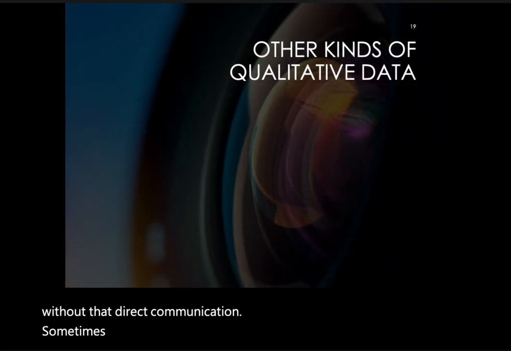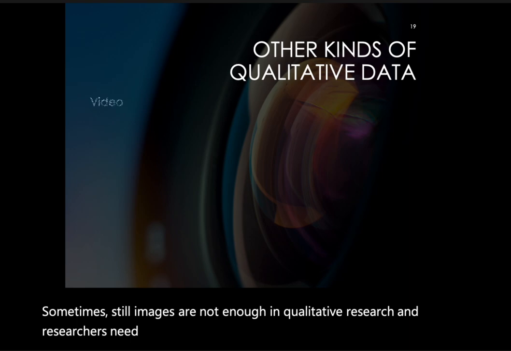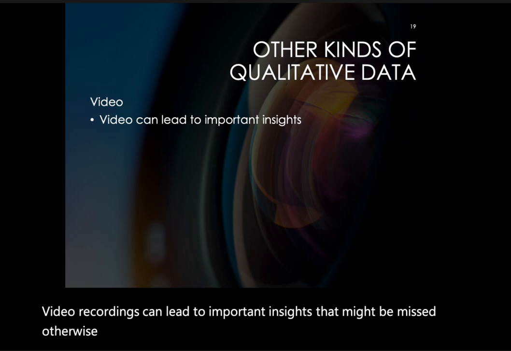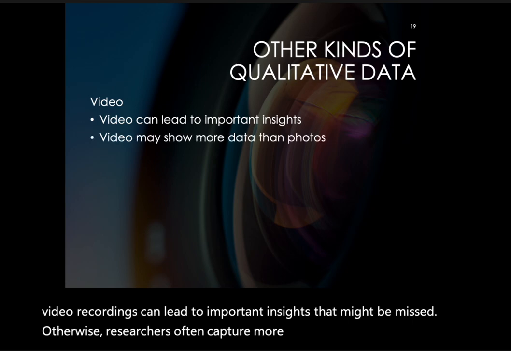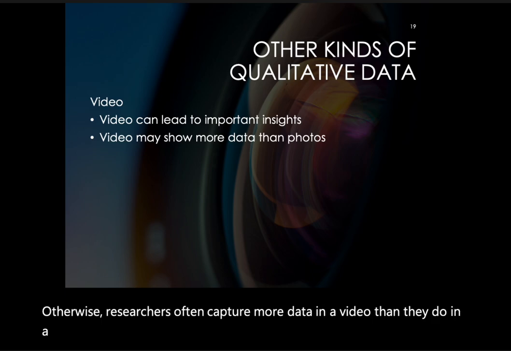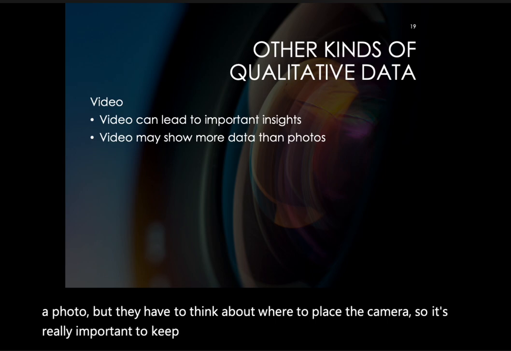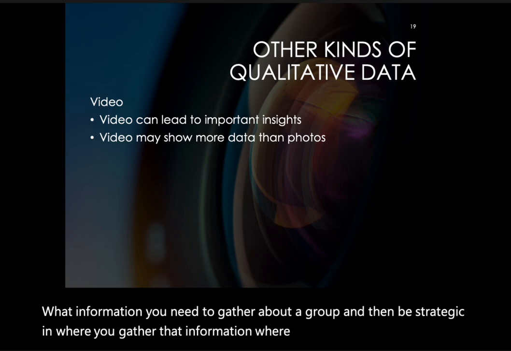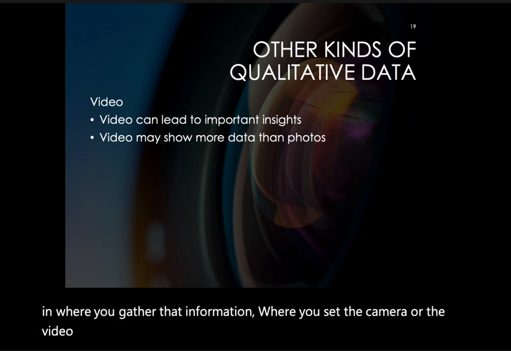Sometimes still images are not enough in qualitative research, and researchers need moving images or videos. In the lab and field settings, video recordings can lead to important insights that might be missed otherwise. Researchers often capture more data in a video than they do in a photo, but they have to think about where to place the camera. So it's really important to keep in mind what information you need to gather about a group, and then be strategic in where you gather that information, where you set the camera or the video recording software.